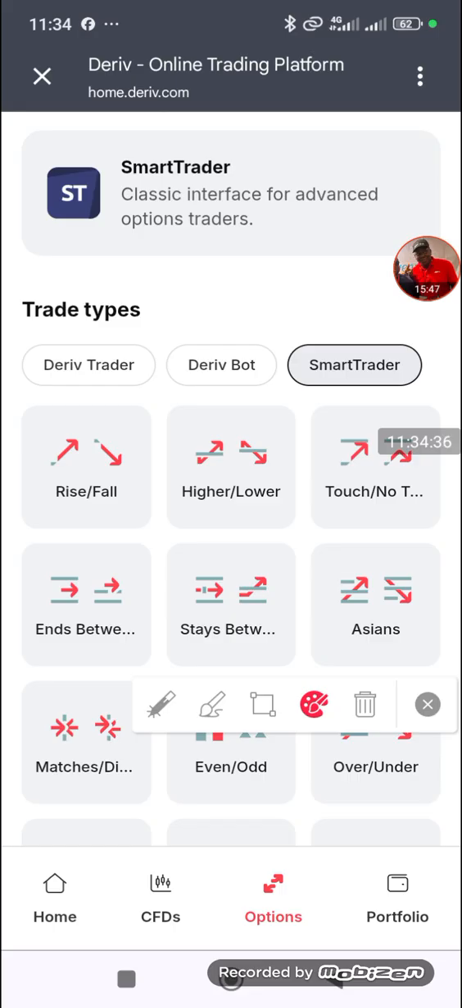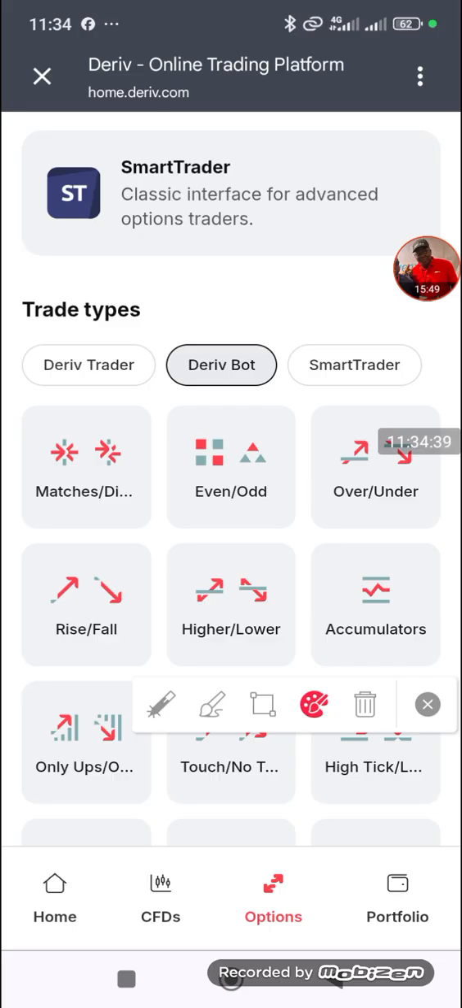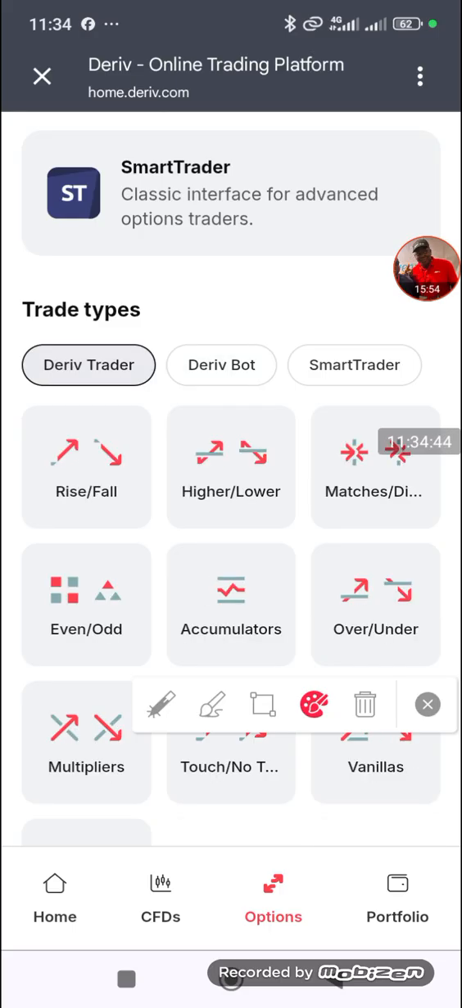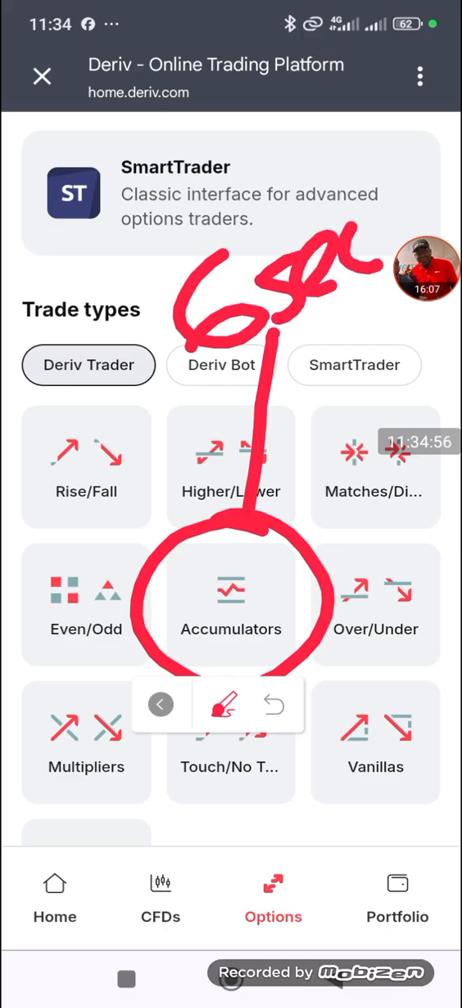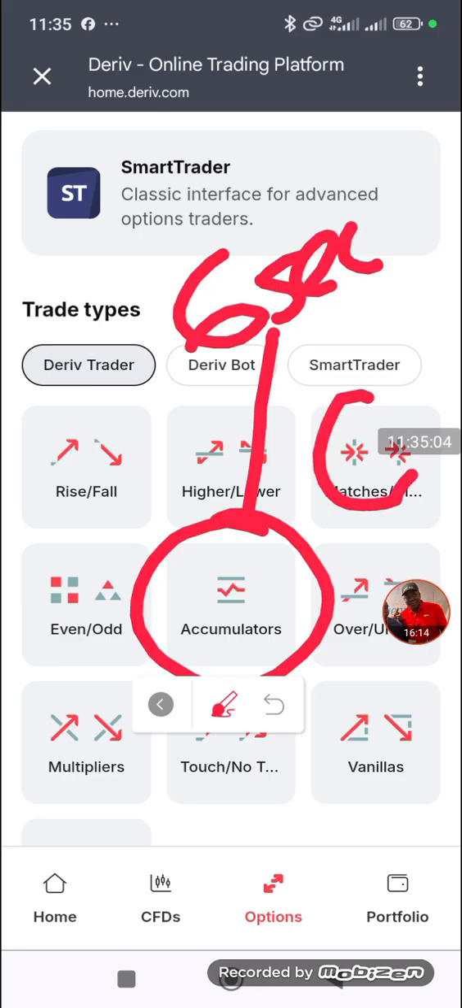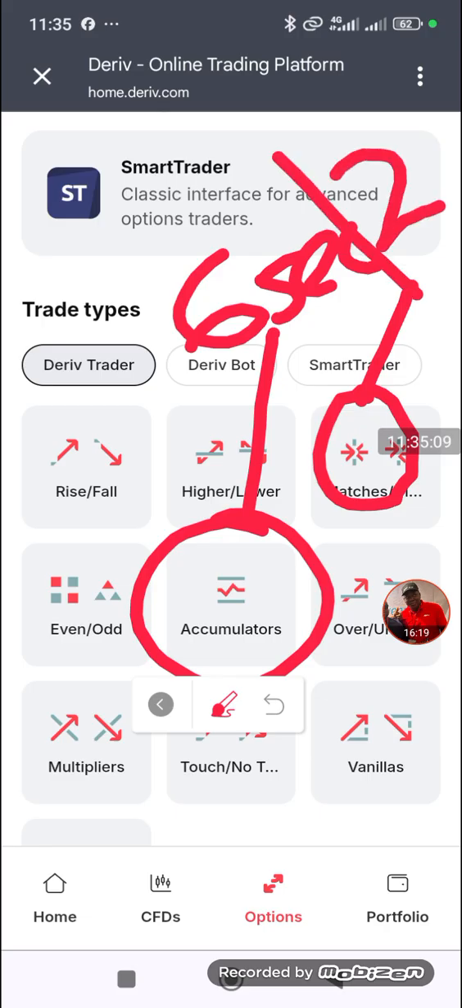Now you need to understand that I don't talk about Deriv Bot. I've already mentioned why. Okay, Deriv Trader, I mentioned all those ones. I did not tell you about accumulator. There is this accumulator. Okay, this accumulator uses let's say 6 seconds. Then differ, you see, what do you call it? Digit. This digit uses 2 seconds. You can see the difference. 6 seconds for one trade, 2 seconds for one trade.